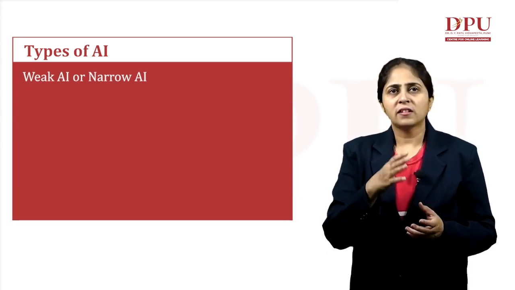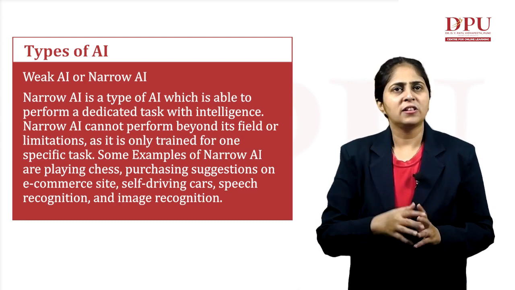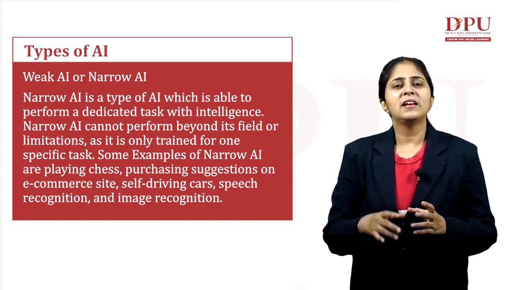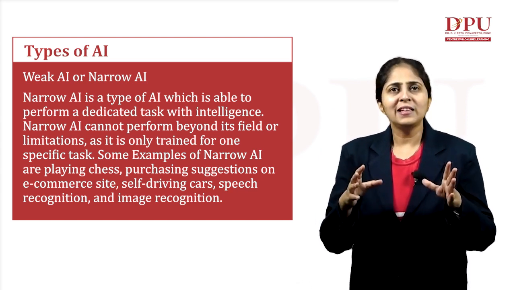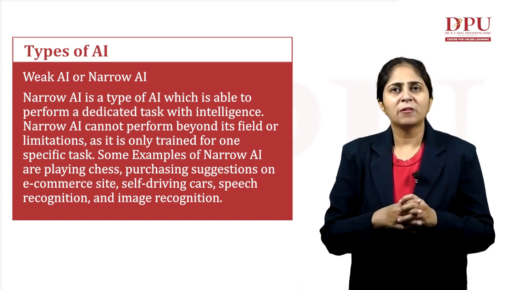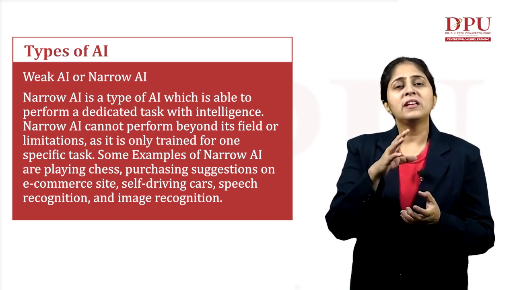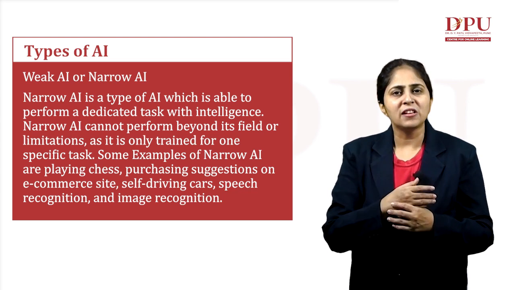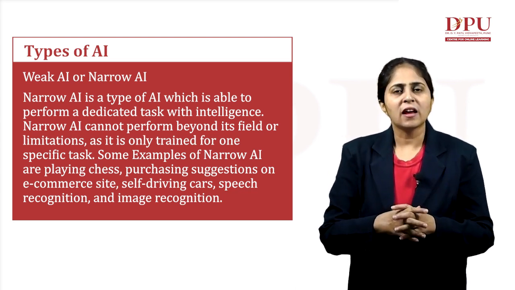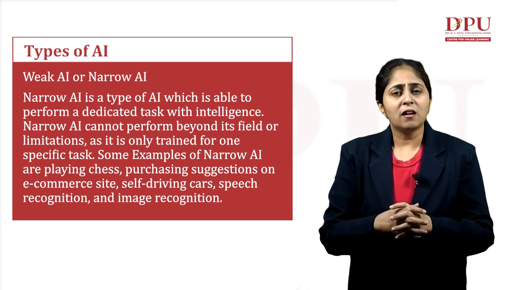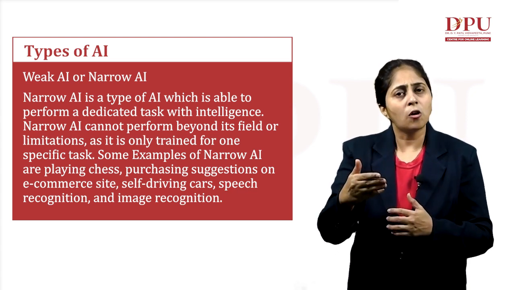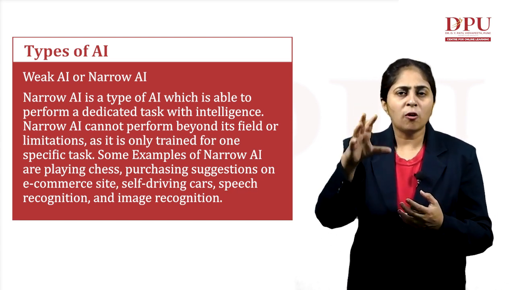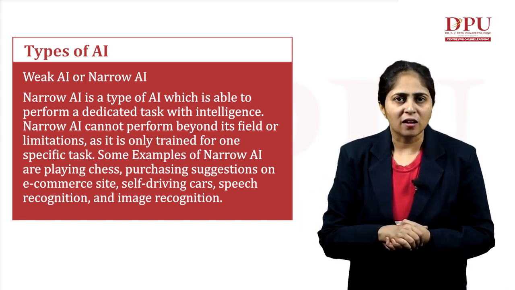The very first one is the weak or the narrow AI. Narrow AI is a type of AI, artificial intelligence here, which is able to perform a dedicated task with intelligence. Narrow AI cannot perform beyond its field or limitation. That means whatever limitation it has got, whatever task it has been designed for, it cannot go beyond it, and it is only made for a particular specific task.